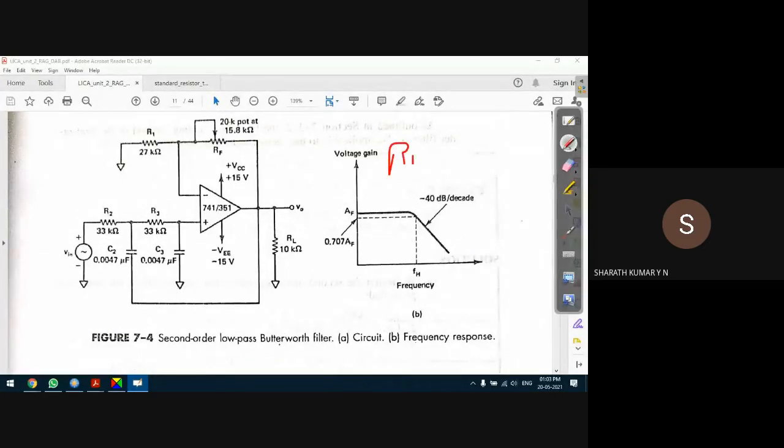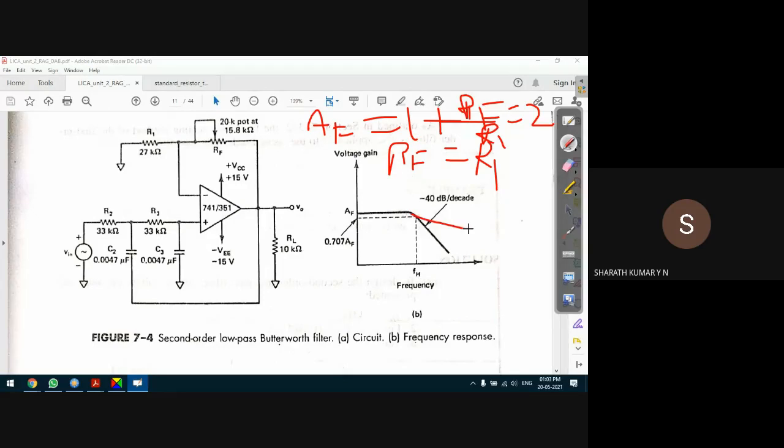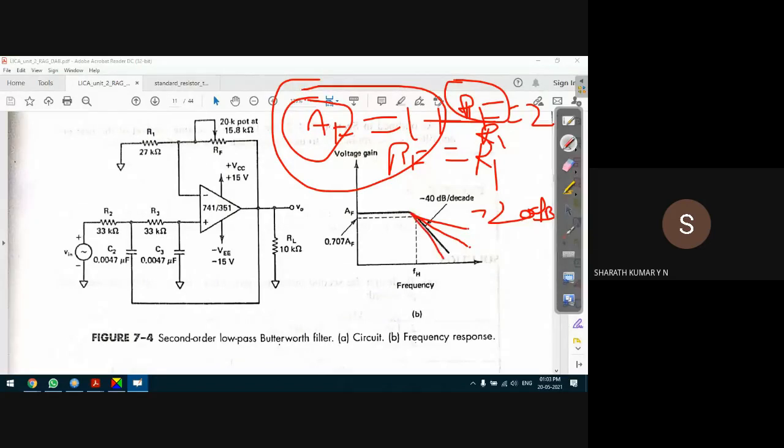The reason is very simple, guys. If RF is equal to R1, the gain AF is equal to 1 plus RF by R1, which is equal to 1 plus 1, that is 2. The gain falls at a rate of minus 20 dB per decade. We need to reduce this gain faster. To reduce the gain faster, this gain factor should be smaller. For that, RF should be less than R1, so that the gain reduces at a faster rate.